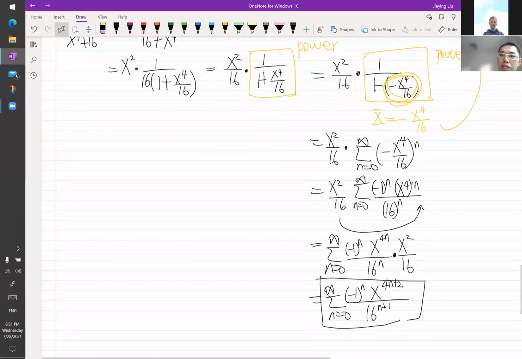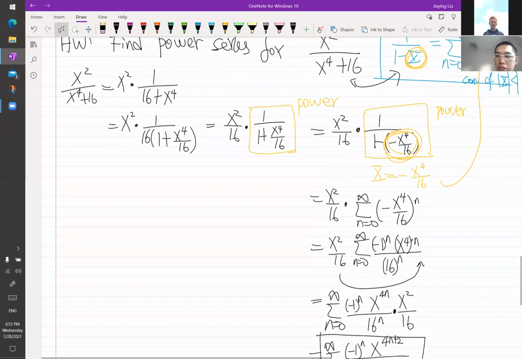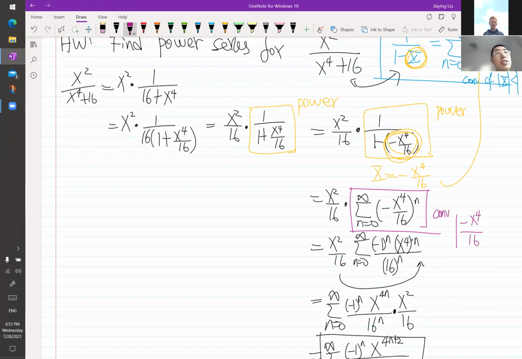So that means when I did the substitution there, which is, let me box it in purple, this part, I follow the pattern, did the substitution. When I did this, that means this series is convergent if negative x to the fourth power over 16, this is what capital X is equivalent to, is less than 1. So that's when the series will be convergent. We're going to use this part to find the radius of convergence.